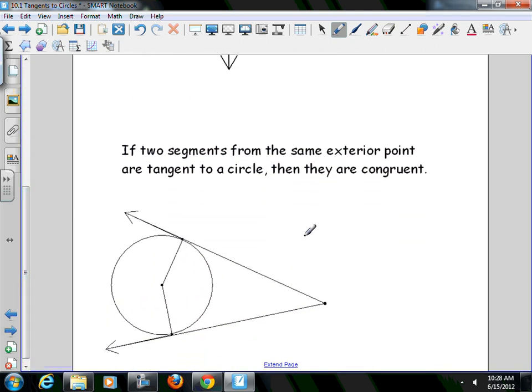If 2 segments from the same exterior point are tangent to a circle, then they are congruent. So here's an exterior point, and here are the tangent lines that are drawn. Now, if we just take the segment from this exterior point to the points of tangency, to the points where they touch the circle, let's call them A, B, and C, you would find that segment AB is congruent to segment CB. They would have the same length.